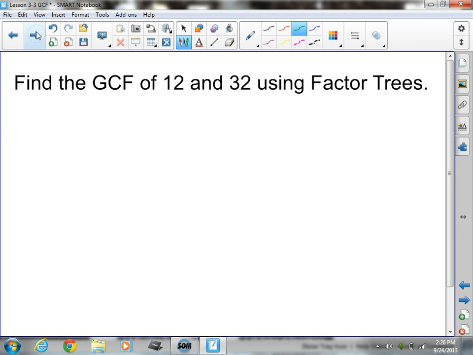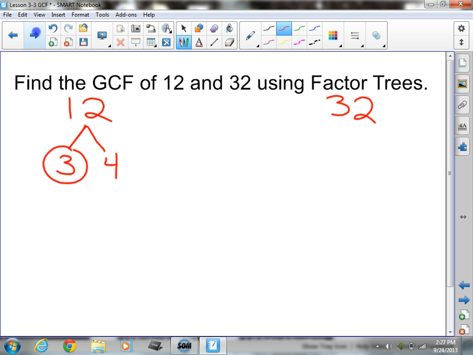I'm going to do one more really quickly, just to make sure you guys understand it. So we have 12 and 32. Prime factorization of 12, I have 3 and 4. 3 is a prime number, 4 is not. 2 times 2 is 4, and 2 and 2 are prime numbers.